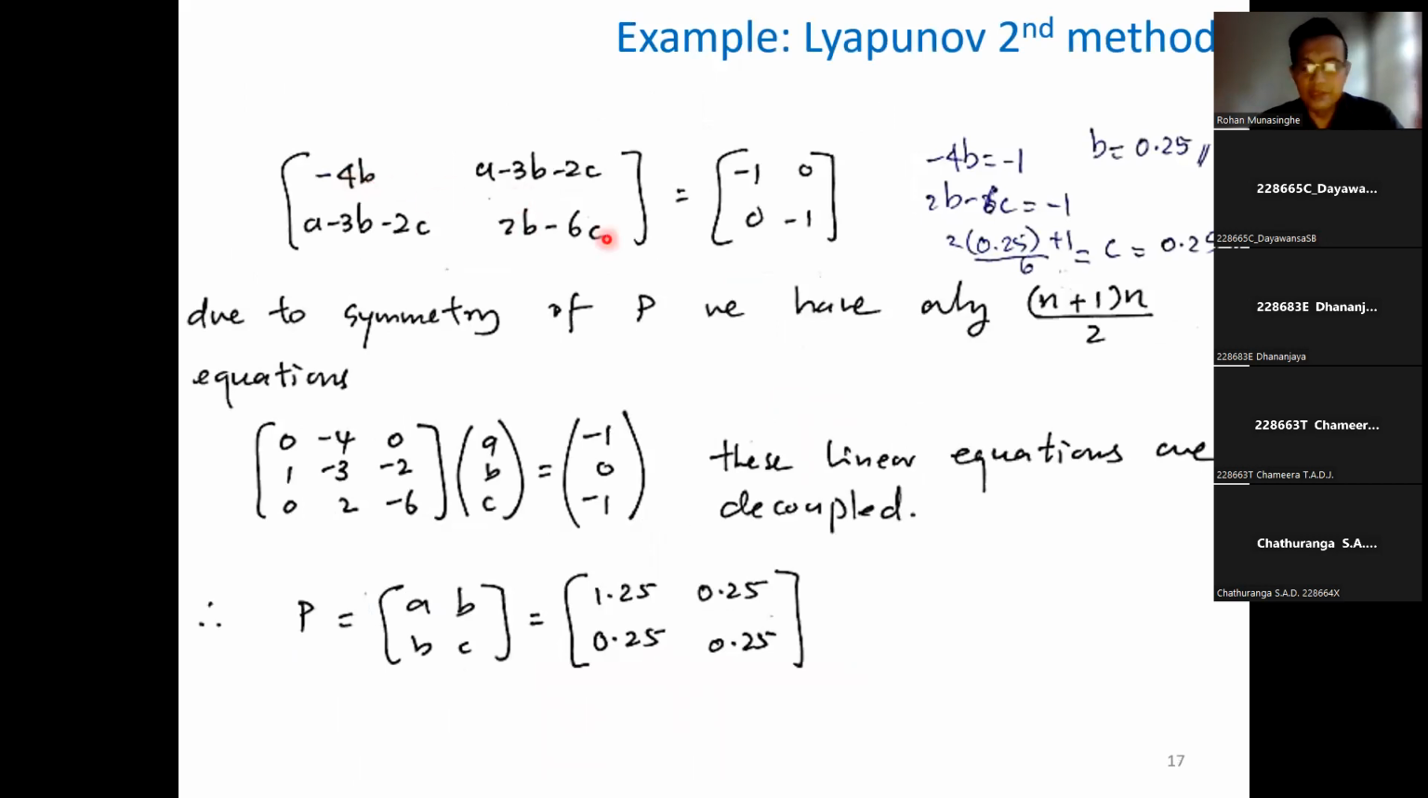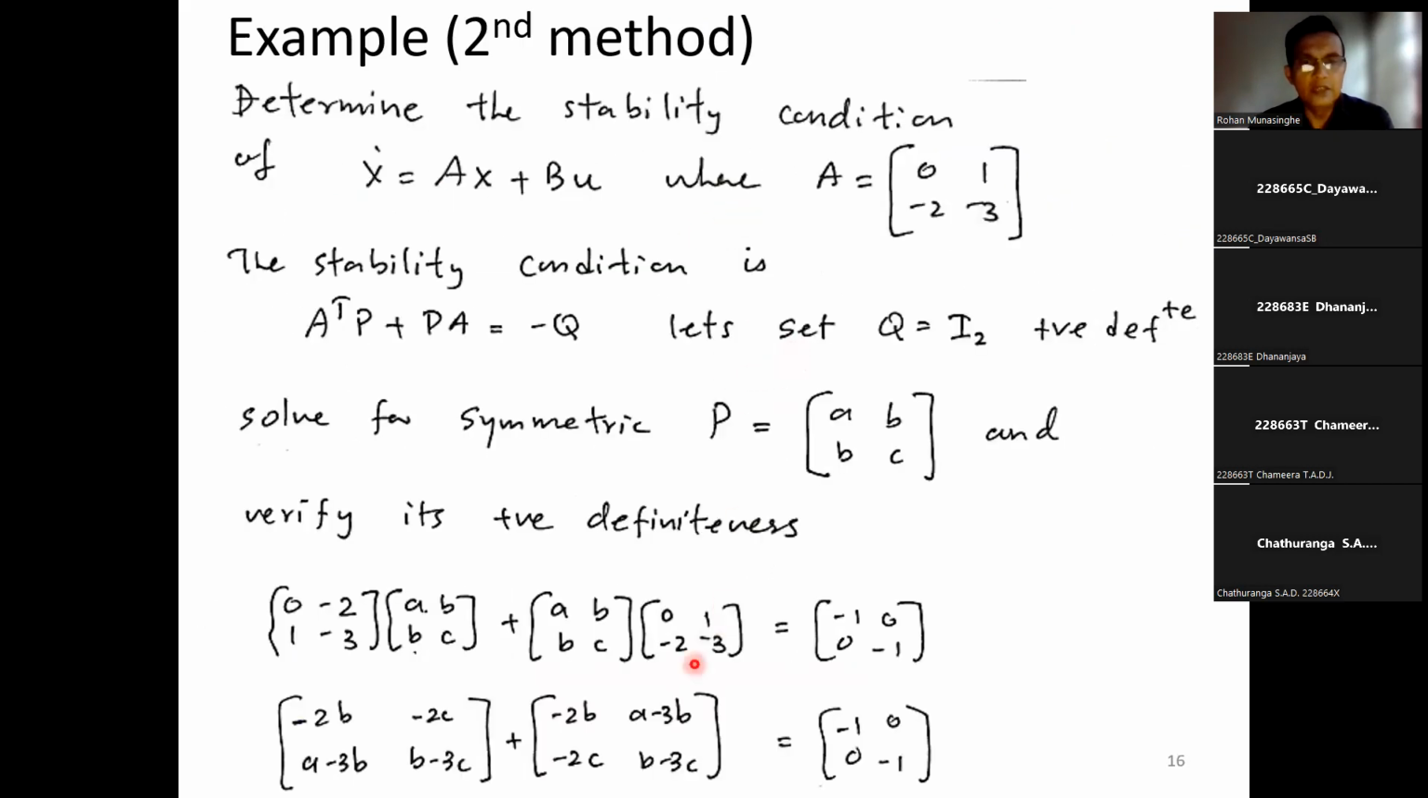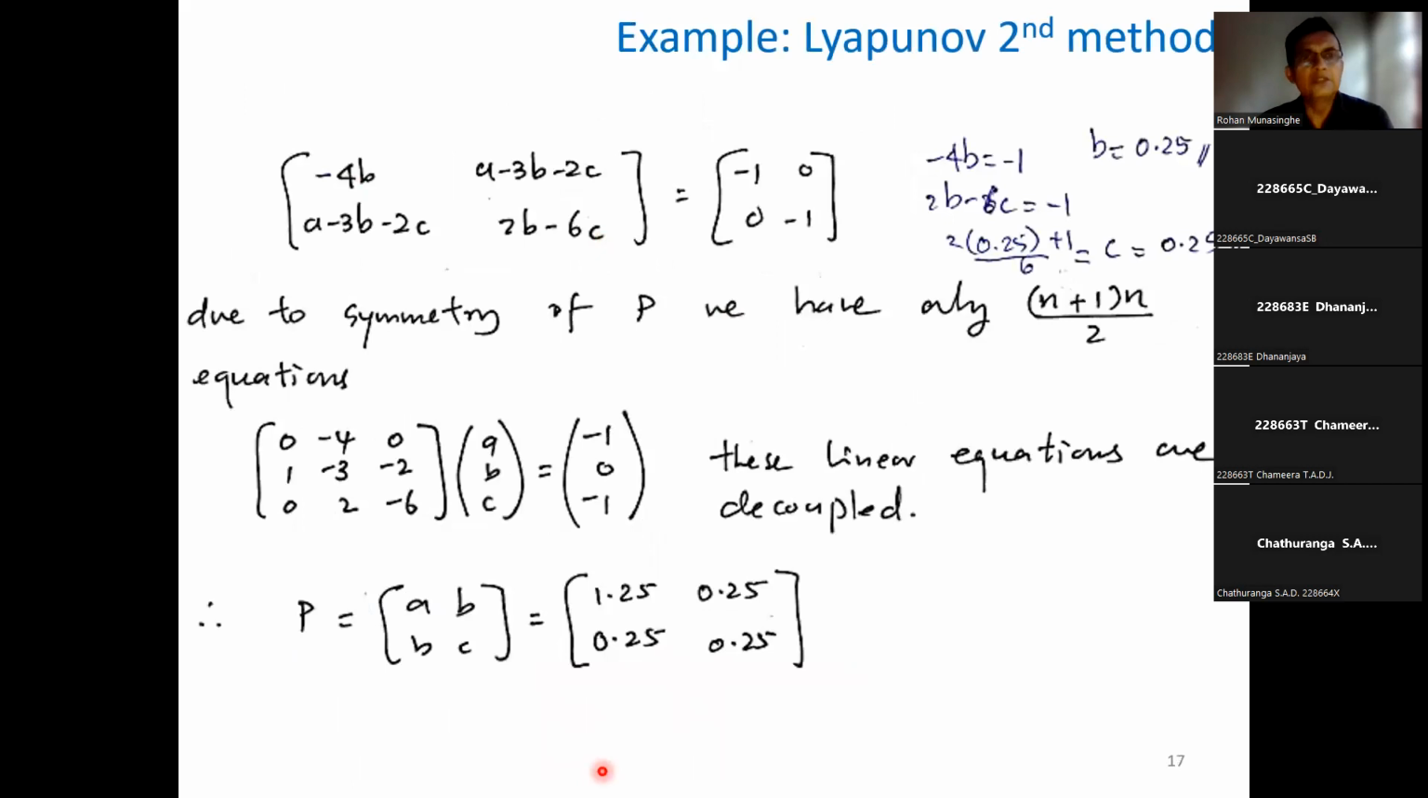When you add the two matrices on the left-hand side, the result is this one. Minus 4B is the first element of the matrix on the left-hand side, and the 1, 2 element is A minus 3B minus 2C, and the 2, 1 element is also A minus 3B minus 2C. They are equal. And the last element, the 2, 2 element, is 2B minus 6C. Okay. So with A, B, C elements, you get that matrix on the left-hand side.